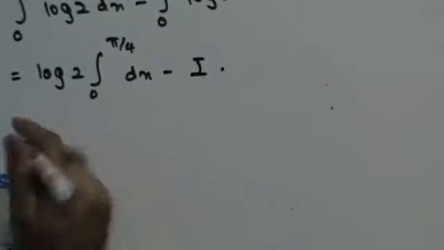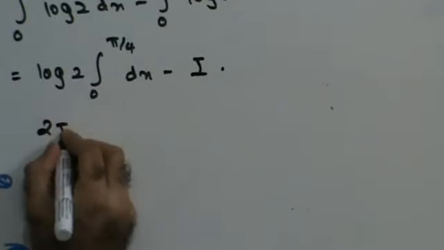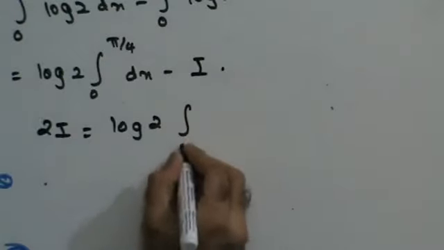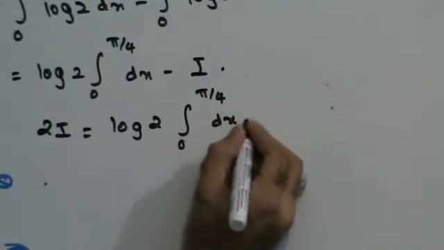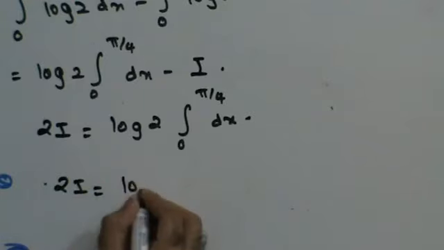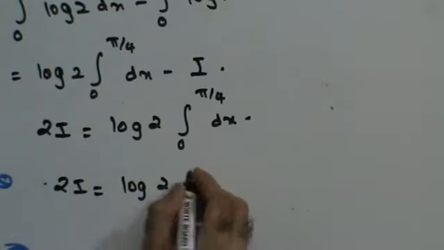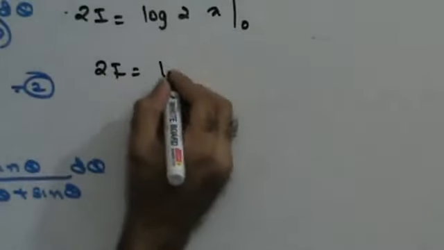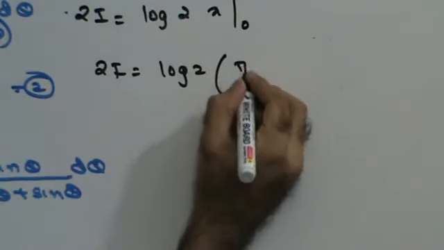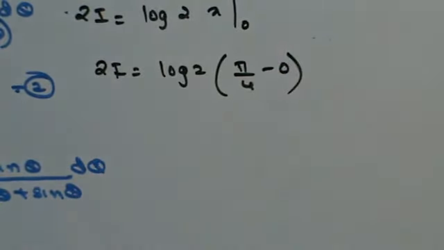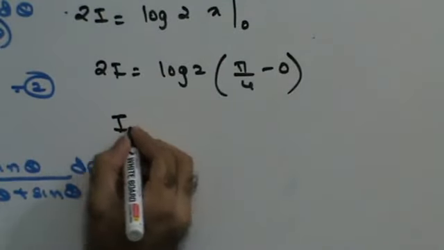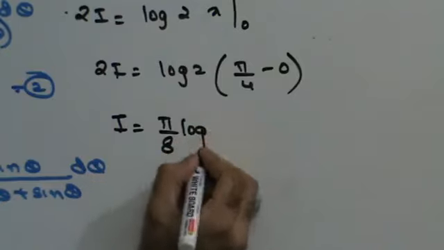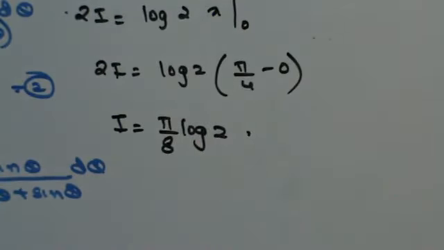So this can be written as I. Take I on the other side, so I'll get I plus I, 2I is log 2 integral of 0 to pi by 4 dx. 2I is log 2 times x when the limits are 0 to pi by 4. 2I is log 2 times upper limit minus lower limit, pi by 4 minus 0. So in that case you will get the answer as I is equal to pi by 8 log 2. Fine. Let's see another sum.